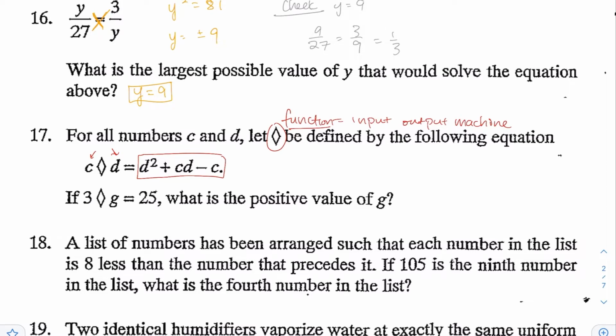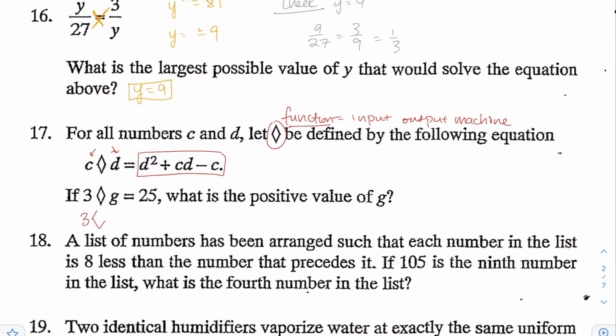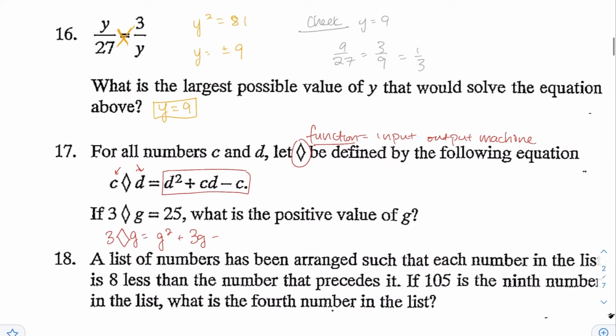So all you have to do is substitute in with 3 and G. So everywhere you see C, you'll replace it with the number 3. Everywhere you see the letter D, you'll replace it with the variable G. So 3 diamond G would be equal to D squared, or G squared, plus C times D, which is 3 times G. And you're subtracting the first number, which is 3. And this is equal to 25. So here, this is your quadratic that you need to solve.